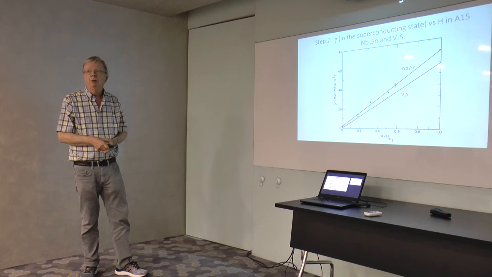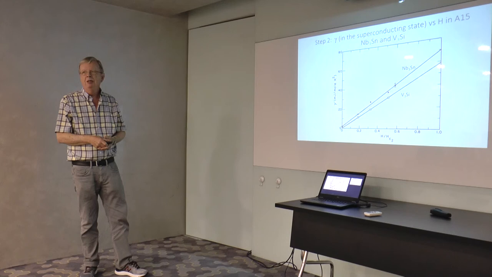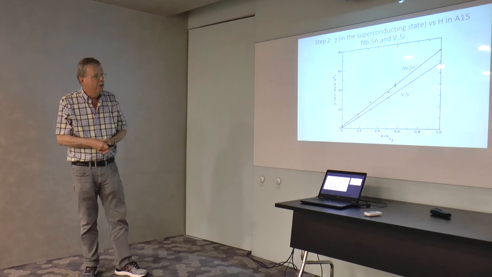Okay? So that's not rocket science. That's just how it ought to work in a BCS superconductor. So I see no square root of H here. Everybody's happy that that's linear. Gamma in the superconducting state versus field, linear. Niobium-310, which we saw the data for, vanadium-3 silicon.